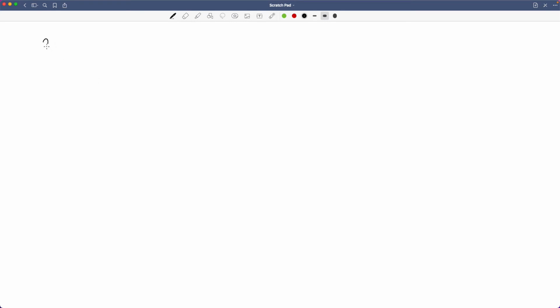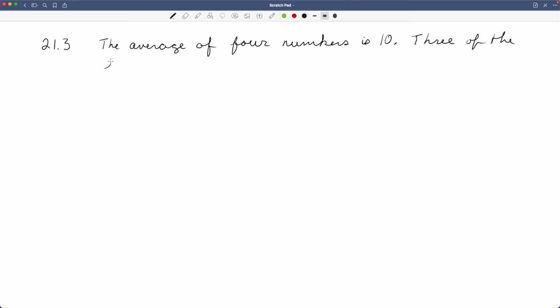All right, so this is a reverse add. This tells me the average of 4 numbers is 10. 3 of the 4 numbers are 2, 14, and 7. What is the 4th number?